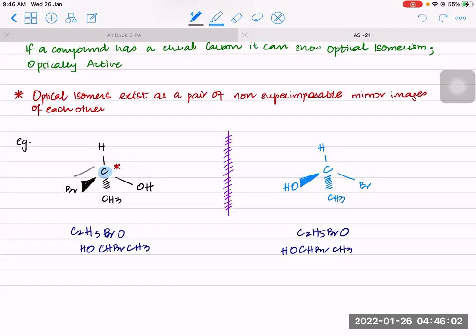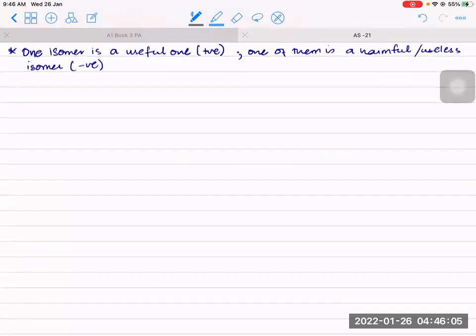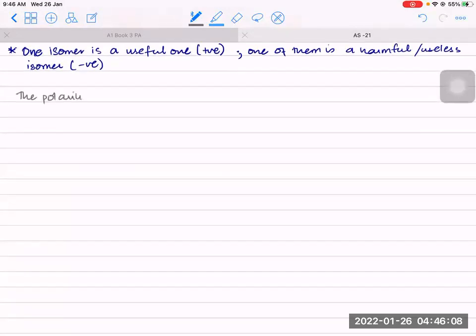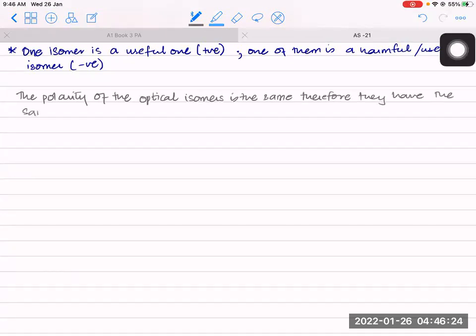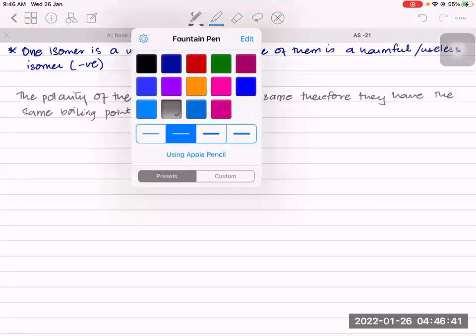So since their polarity is the same, the polarity of the optical isomers is the same. Therefore, they have the same boiling point. Why will they have the same boiling point? Because their polarity is the same. Their intermolecular force strength would be the same. So how will we differentiate between them? So how do you differentiate between them?